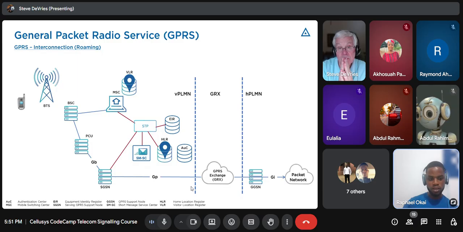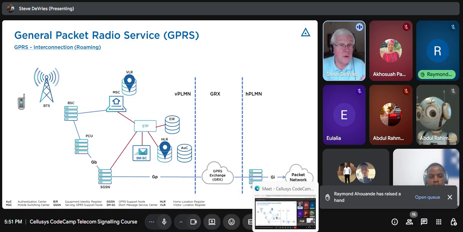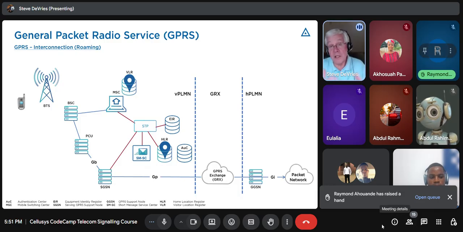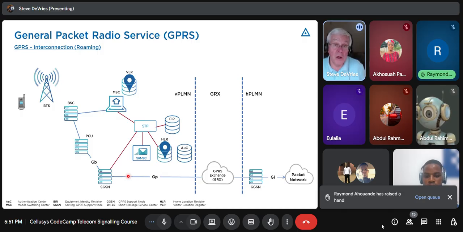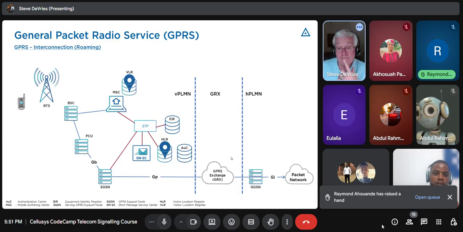I think it makes sense. Okay, good. Yeah, it's a concept. Now, if you access it from the visited network, that's called local breakout. If you're in your home network, then it's local breakout. When you're at home, your serving GPRS support node and your gateway GPRS support node are both in the same network. So that's called local breakout. So when you're roaming, it's called home routed.